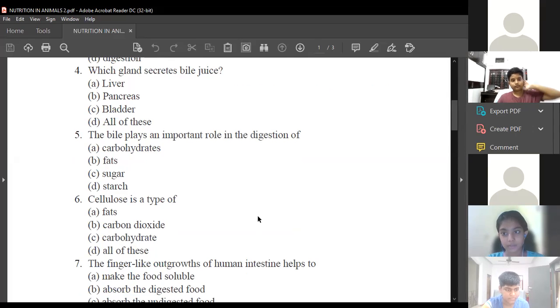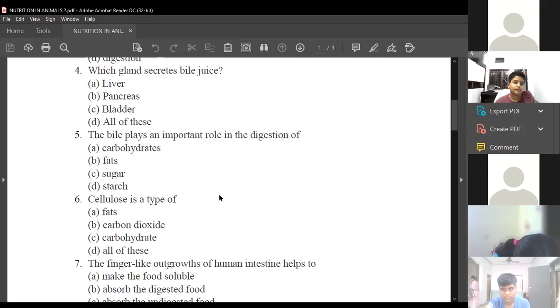Cellulose is a type of. Aditi, what is the answer? Sir, option C, carbohydrate. Option C is carbohydrates. Okay. Ritvik Reddy, sir, it is carbohydrate. Carbohydrates. Okay.